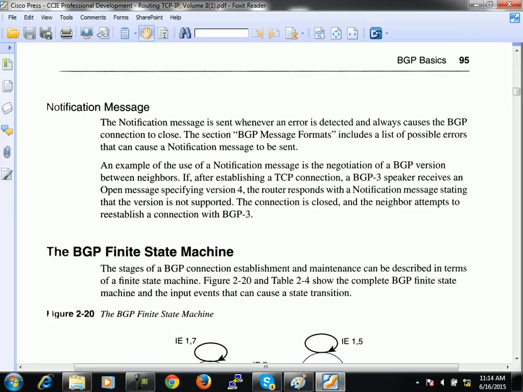Notification message. The notification message is sent whenever an error is detected and always causes the BGP connection to close. That's what I told you: if due to any error a BGP neighborship is going to be torn down, then before tearing down the neighborship, it has to inform its neighbor that, okay, I'm going to tear down this neighborship due to this error, due to this reason.